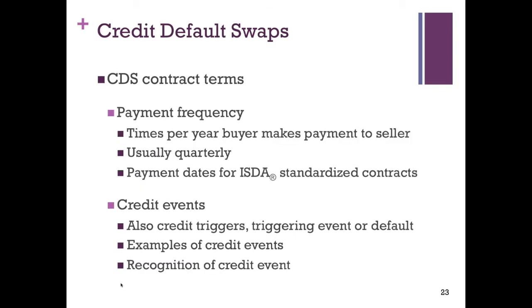There'll be a payment frequency, and again, it's whatever the counterparties negotiate, but it's normally quarterly. And in fact, in the standardized contracts, there are set dates. It's going to be the 20th of each of the quarterly months, every March, June, September, December.